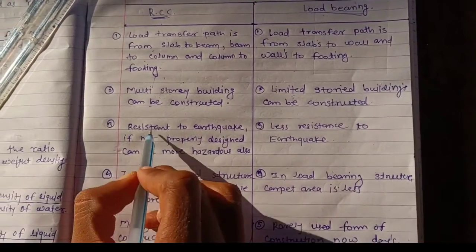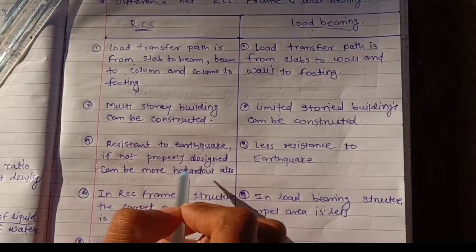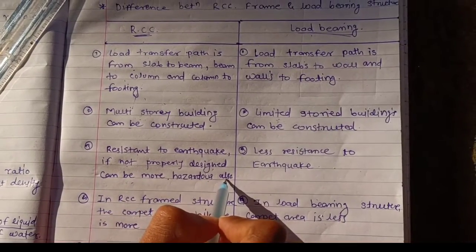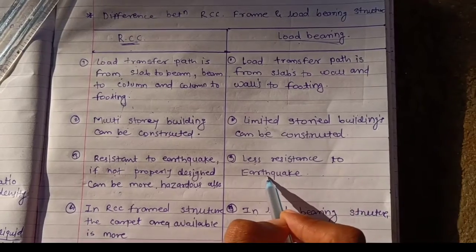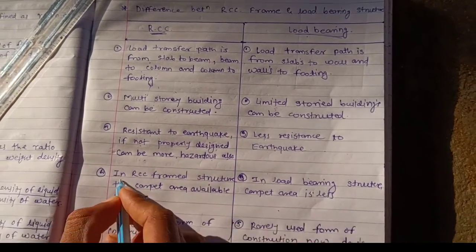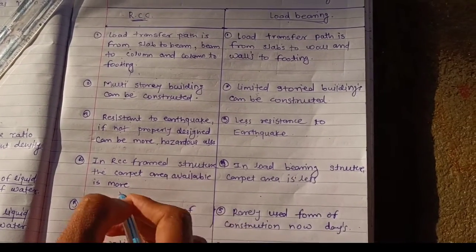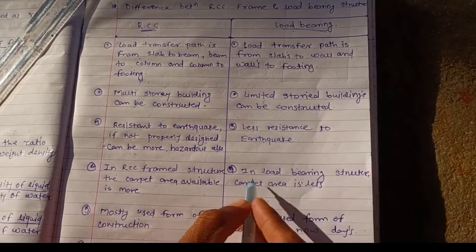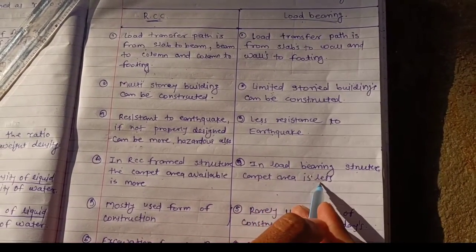Number 3, resistance to earthquake. If RCC is not properly designed, it can be more hazardous also. There is less resistance to earthquake in load bearing. In RCC framed structure, the carpet area available is more, and in load bearing structure, carpet area is less.